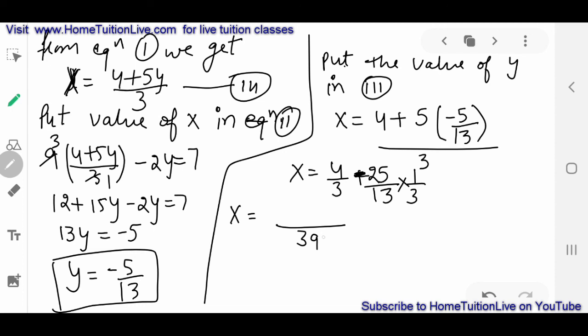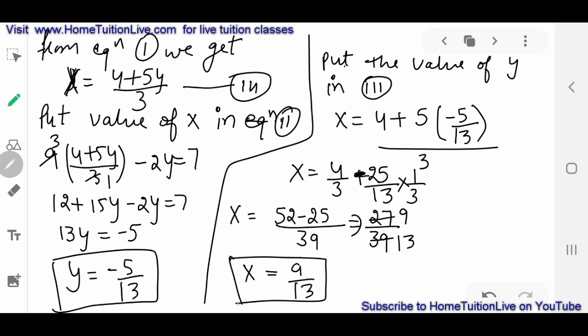Okay, this is 52 minus 25. When we subtract, we will get 27 upon 39. 3 nines are 27, 3 ones are 3, 3 threes are 9. So the x value is 9 by 13. This is the x value by the substitution method. This is the y value by the substitution method.